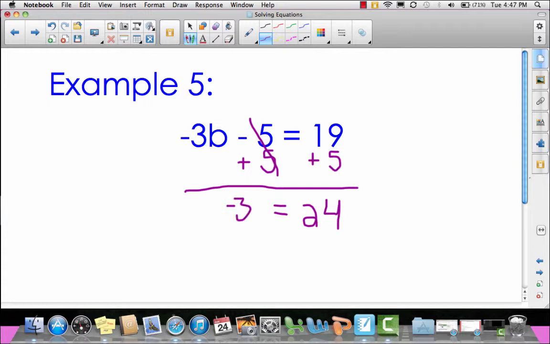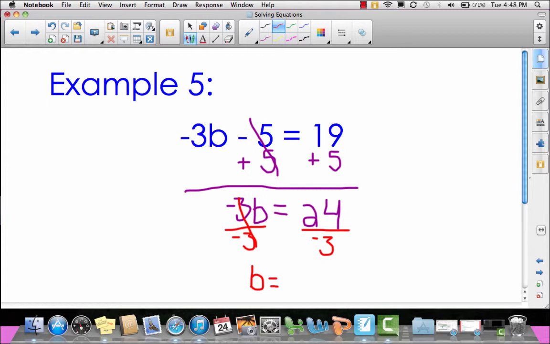Negative 3 is being multiplied by b, and I know that because they're sitting together as neighbors. The opposite of multiplication is division, so to eliminate that negative 3, I'm going to divide by it. Negative 3 divided by negative 3 leaves me with 1, or 1b, so I'm going to bring down the b. Whatever I do on the left, I do on the right, so I'm going to divide the right-hand side by negative 3. And 24 divided by negative 3 is equal to negative 8.